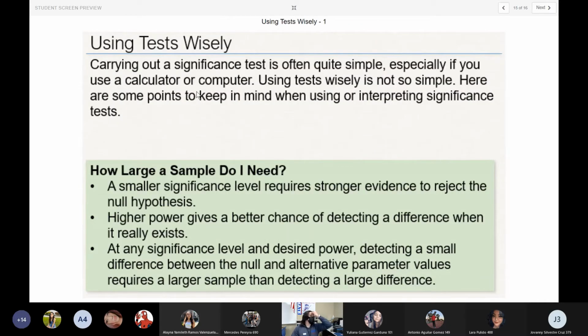So lastly, we need to use our tests wisely. Carrying out a significance test is often quite simple, especially if you use a calculator or computer. Using tests wisely is not so simple. Here are some points to keep in mind when using or interpreting significance tests.